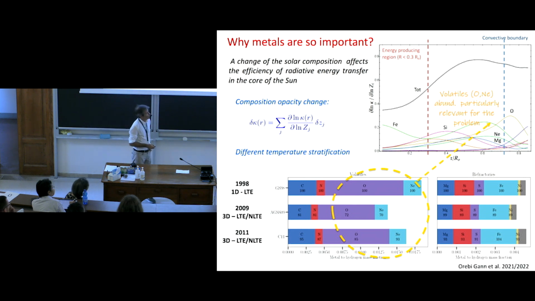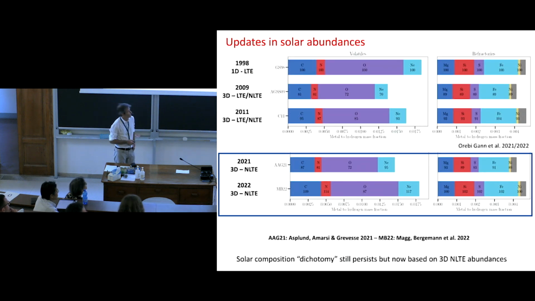So when we change the chemical composition, we change the radiative opacity profile in the sun. The radiative opacity basically controls the efficiency of energy transfer in the radiative region of the sun, so we get a different temperature stratification. At the end, the sun can be hotter or colder depending on the chemical composition that we get, with observable consequences on the properties of the sun, and in particular on helioseismic quantities.